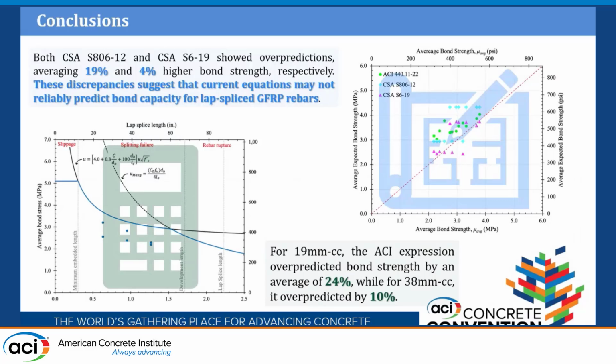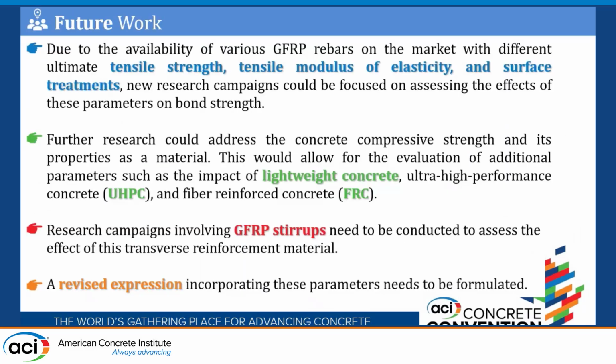To final conclusions. Now for future work, we also need to do more with different tensile strengths, tensile moduli of elasticity, and different types of concrete, lightweight concrete, ultra high performance concrete, because we really didn't assess those. Of course, the GFRP stirrups, we know that GFRP stirrups could really affect the bond strength, because some of the available literature works with steel stirrups, and we know that 440 doesn't allow that. And we need to revise the current expression to incorporate all these different things.